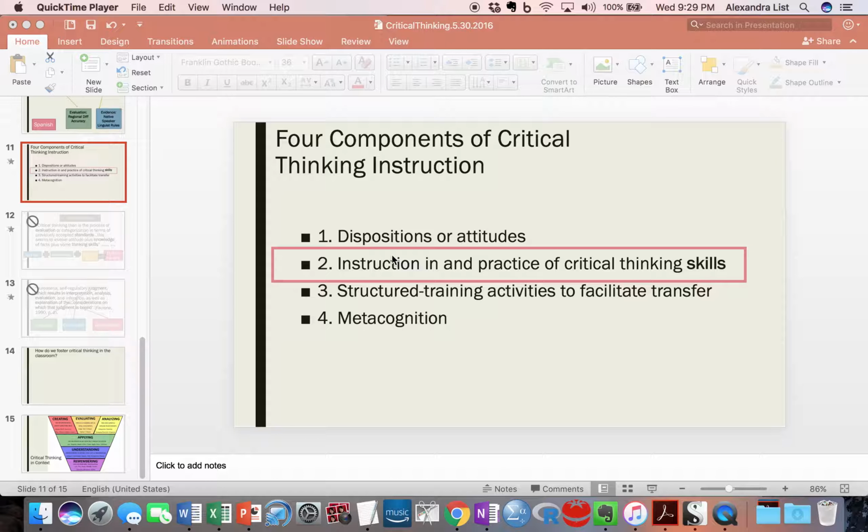This is our second video segment on the topic of critical thinking. Just to review what happened in the first segment, we've been talking about these four components of critical thinking instruction. So far, we've talked about dispositions or attitudes, the kind of personal orientations that students need in order to think critically, and the specific critical thinking skills that we should be teaching students.